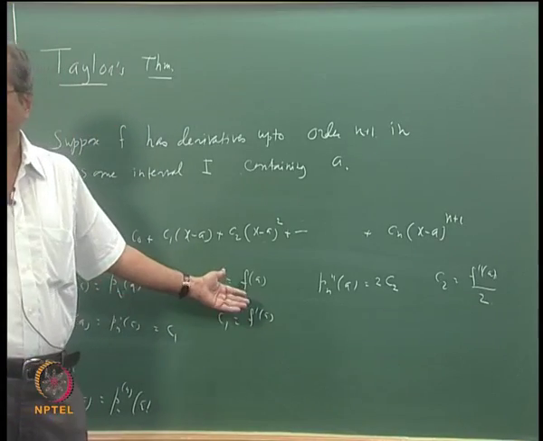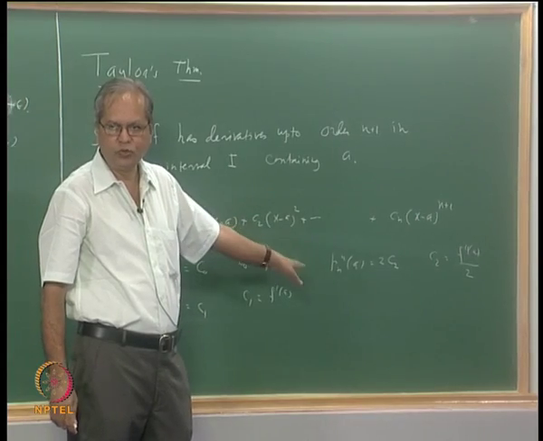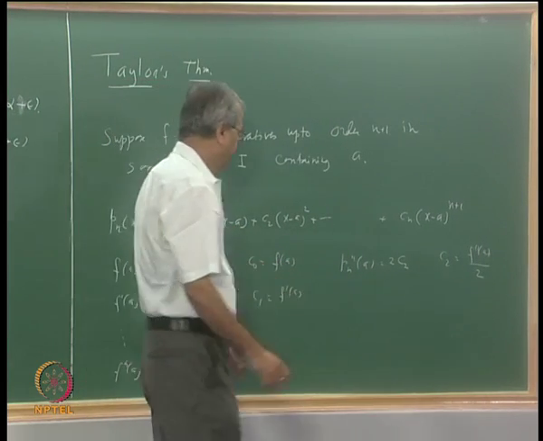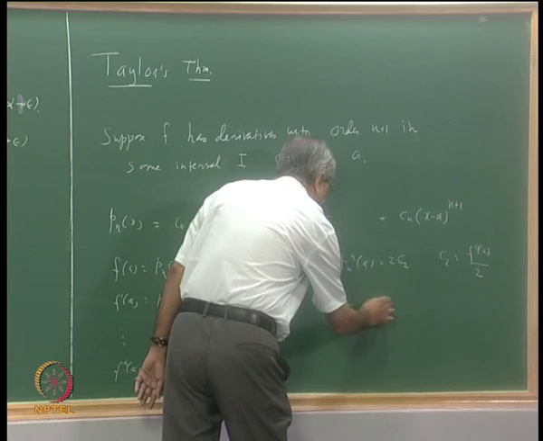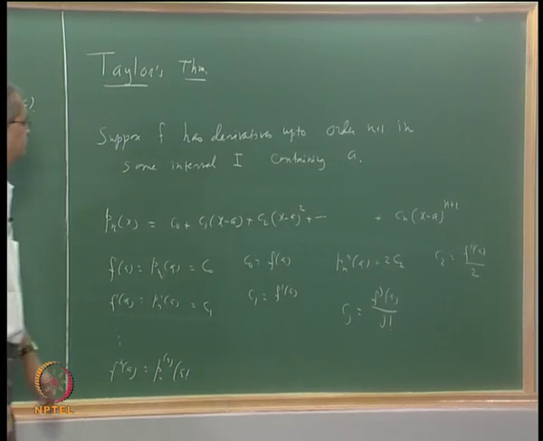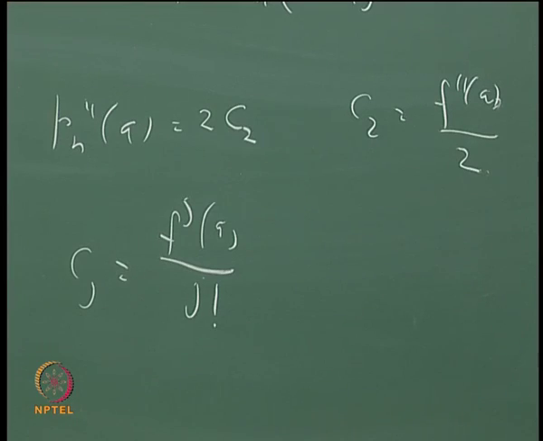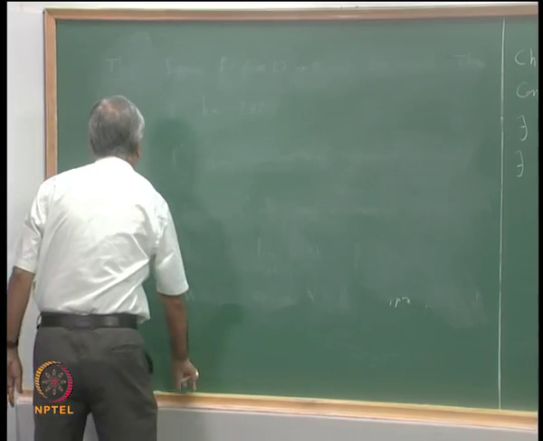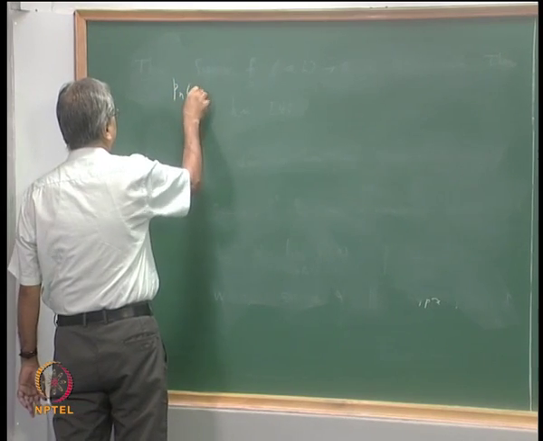In the same way, you will be able to get that C3 is f triple prime A divided by 2 into 3, which is factorial 3, etc. In general, you will get these relations: Cj is equal to the jth derivative of f at A divided by factorial j.